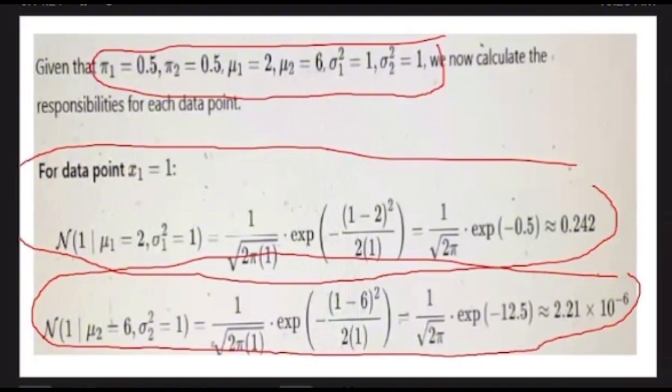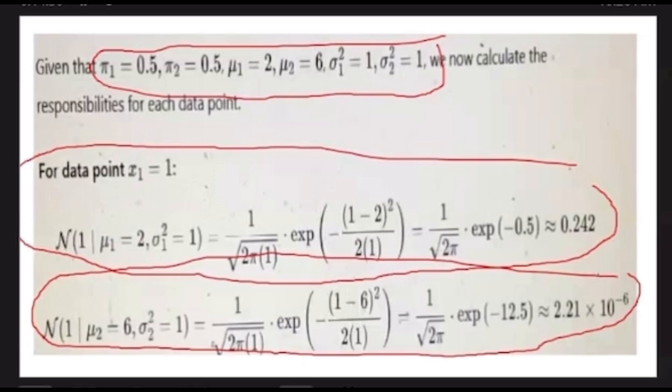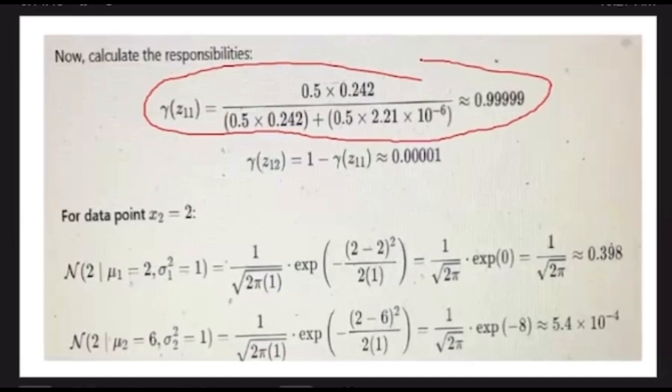Now, take a look at this now. When you are done with this particular data point, what did you just get? The normal density for the data point for the two clusters, right? What is the next thing? Then the next thing is to get the probability. How do I come about this one? Okay, where do I get 0.5?